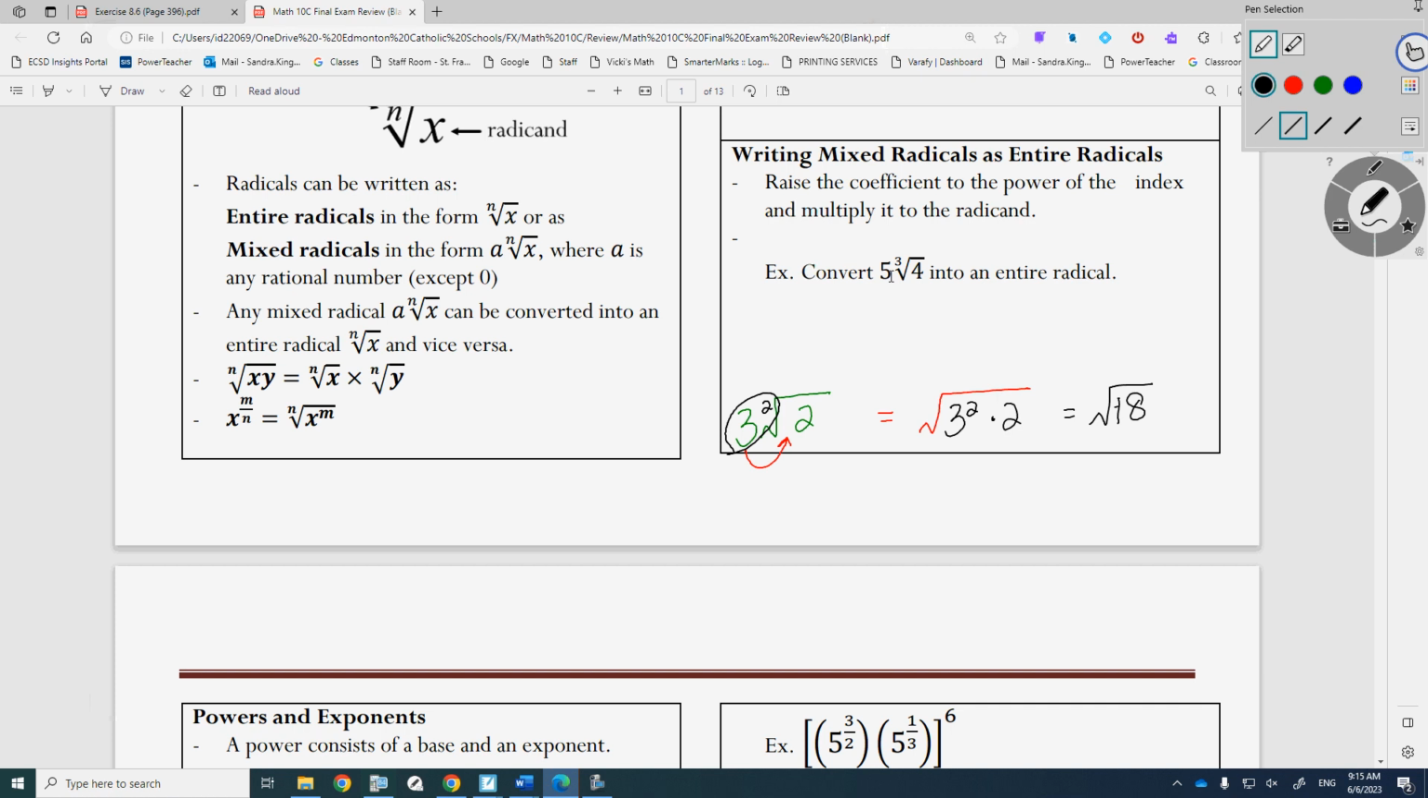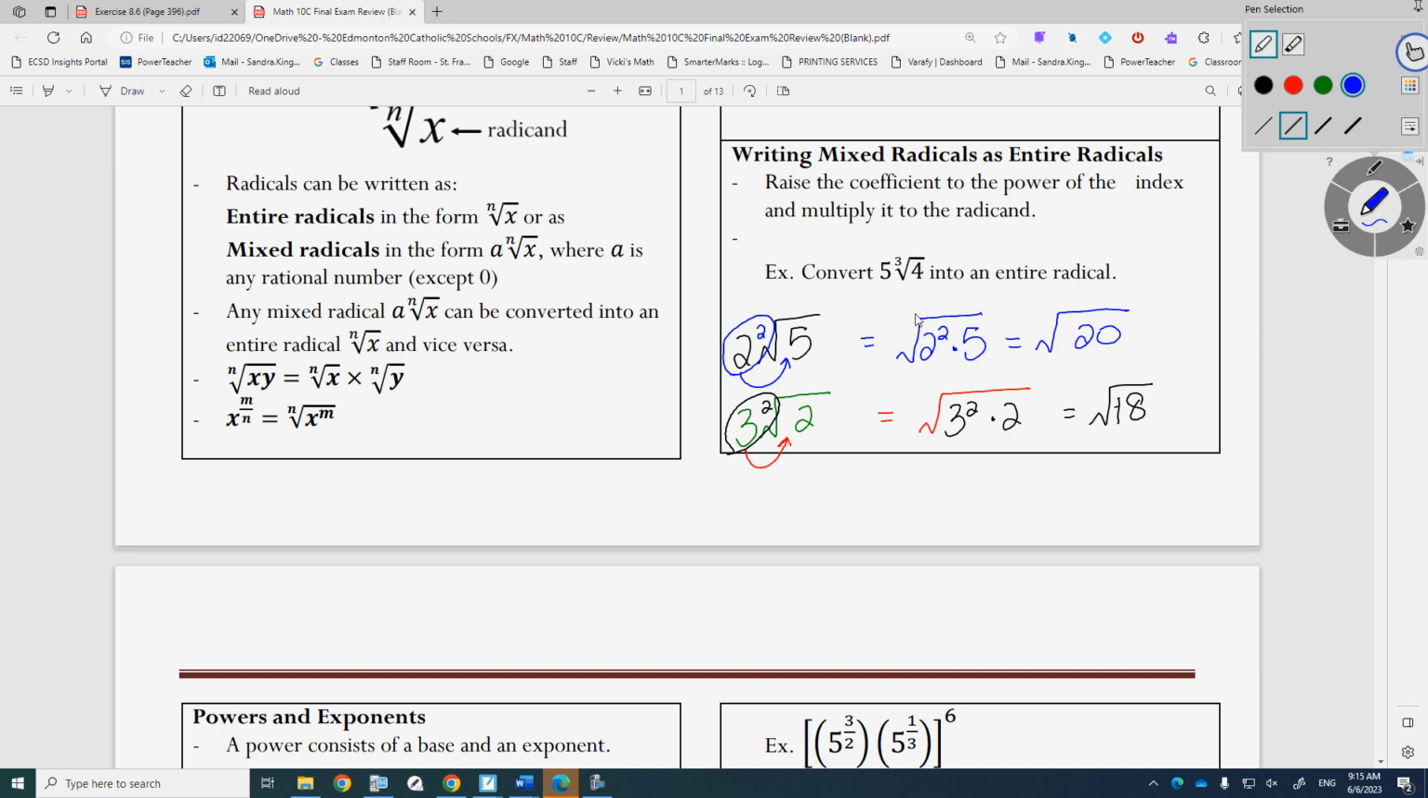Turn this into an entire radical. So again, the 2 needs to go back under, but you just can't put it in as a 2. You have to put it in underneath as 2 squared, because that will give you 4. And the square root of 4 is 2. There's a 5 under there, so that remains. 2 squared is 4. 4 times 5 is 20.